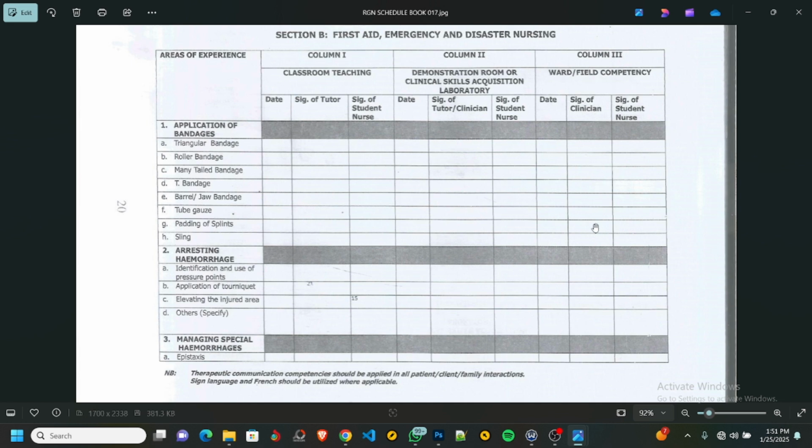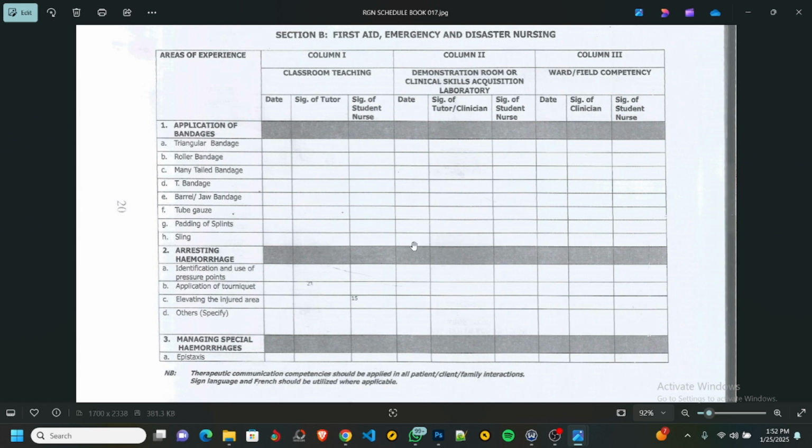It has to also be signed, and this one you have to go through. And when you go through each of the process, let's say an example like sling, application of a sling. So if you are in the emergency ward, accident and emergency ward, and then a patient is brought, rushed in, and then you are supposed to apply a sling.